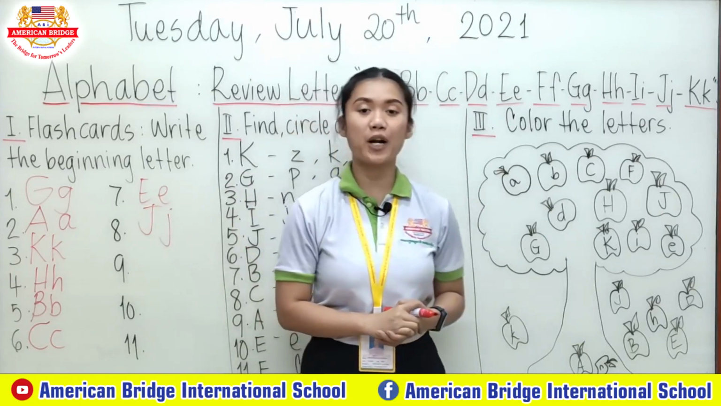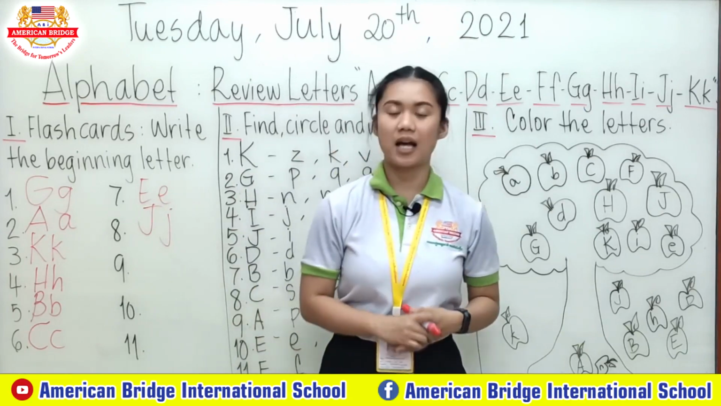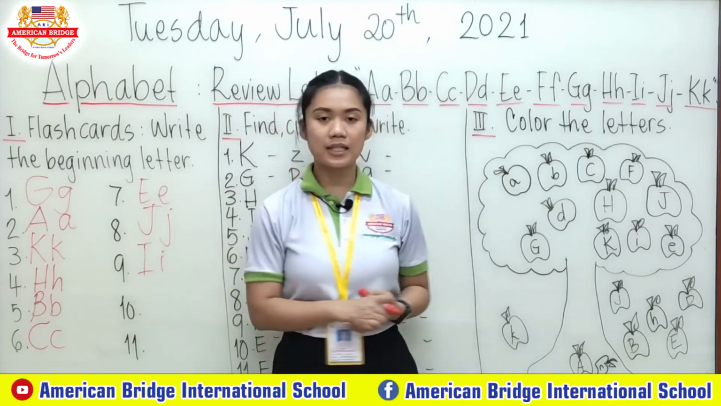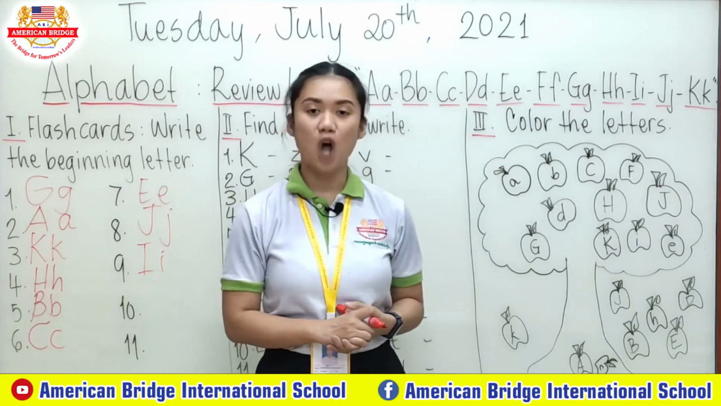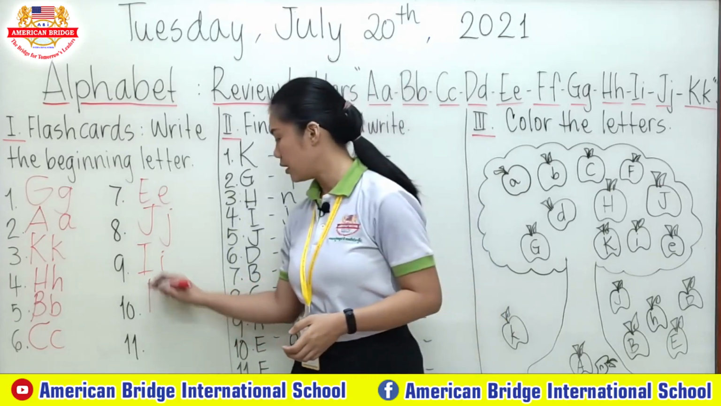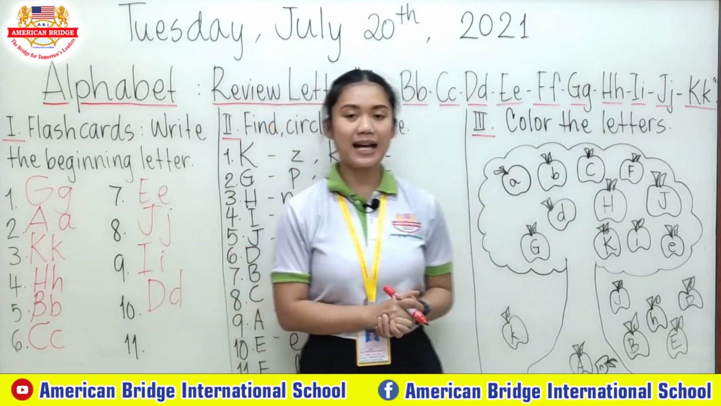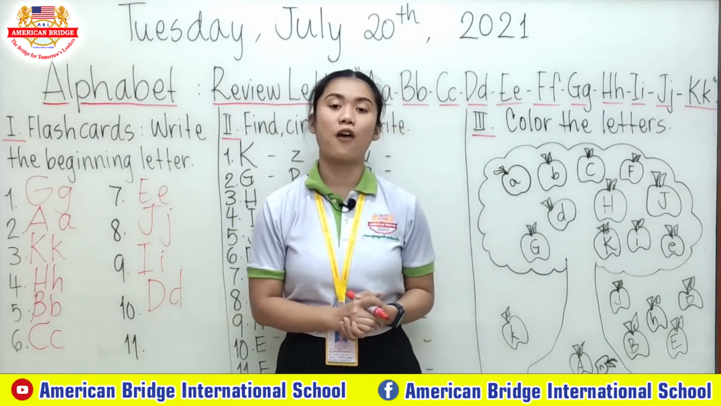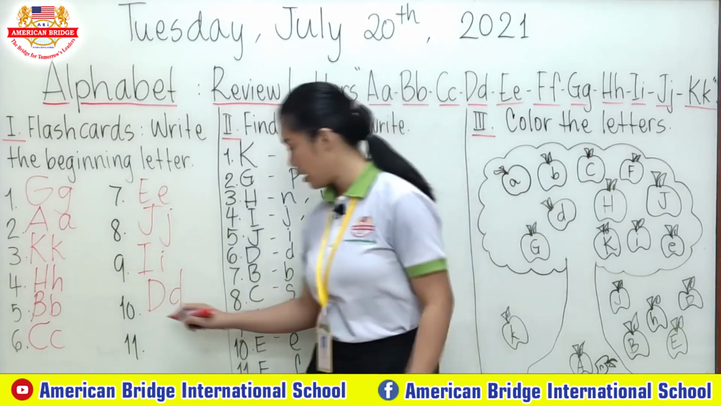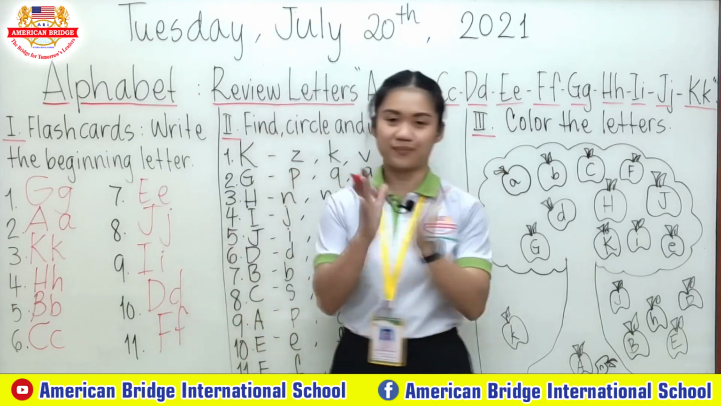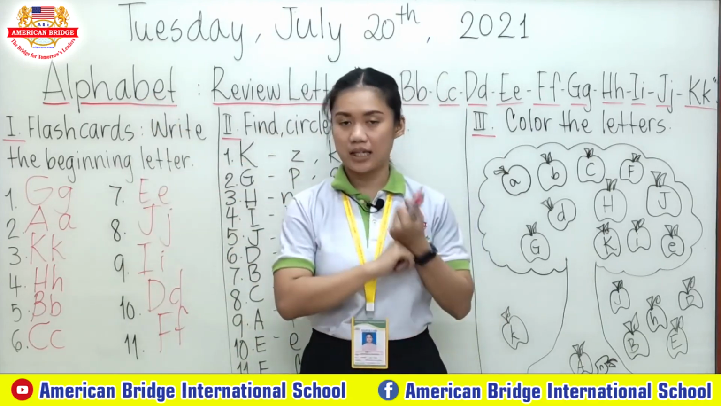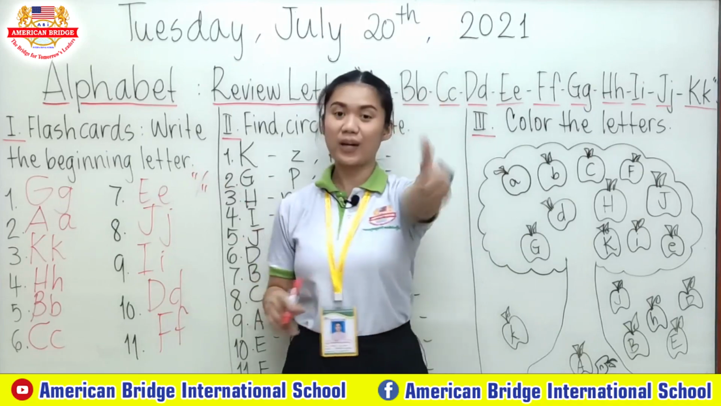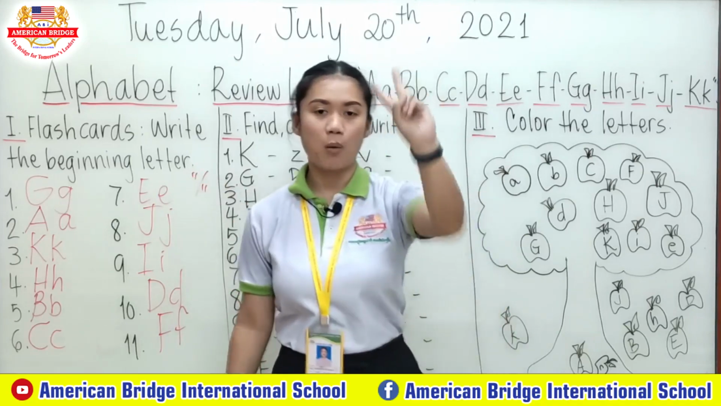Next is number nine. Number nine is iguana. And iguana is letter I. Very good. Letter I. Next, number 10. Number 10 is dog. And dog is letter D. Correct. And last number, everyone, is number 11. And this picture is fox. And fox is letter F. Very good, everyone. So if you got all this answer correctly, you have 11 points. Okay? Good job.